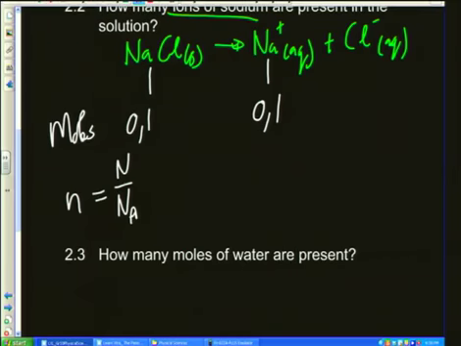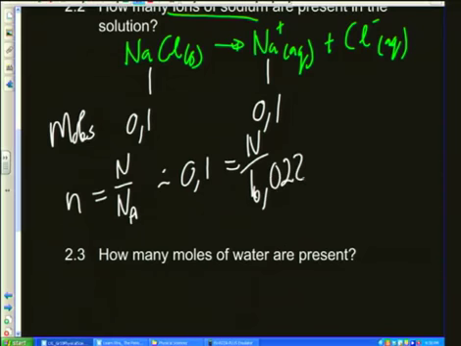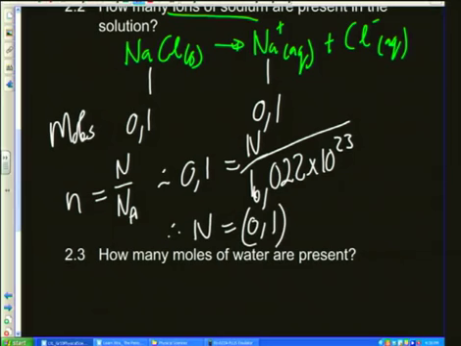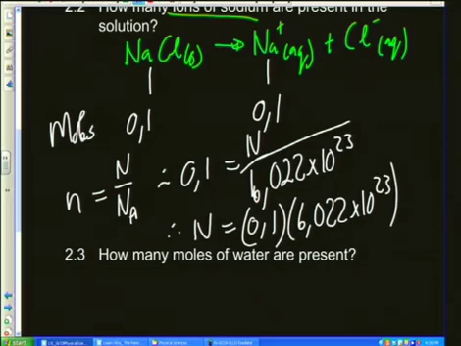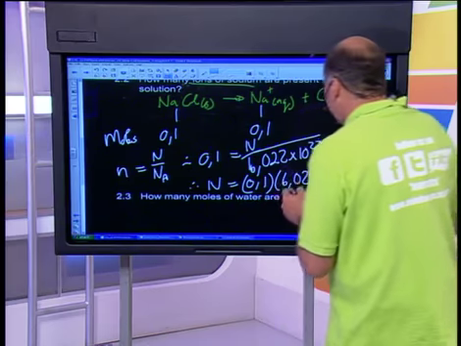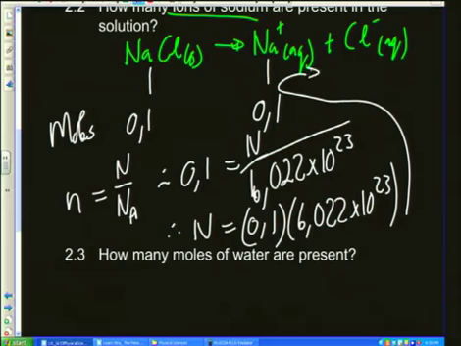What do we know? We know that we can say, therefore, 0,1 is equal to the number that we're trying to find divided by Avogadro's number, which is 6,022 times 10 to the 23. And we can then get, therefore, N is equal to 0,1 times 6,022 times 10 to the 23. Now, that's not too difficult to do. You can even do it in your head, because if you multiply by 0,1, it's like dividing by 10. If you divide by 10, you're going to knock down one of those powers, and the answer is going to be 6,022 times 10 to the 22 ions of sodium.